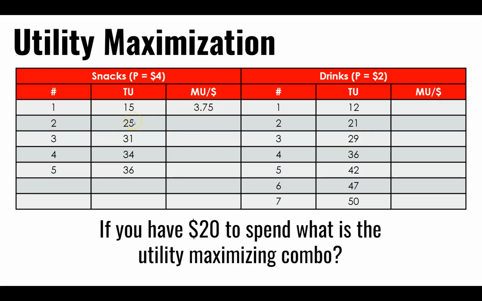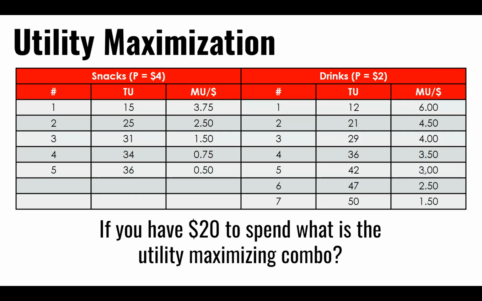That second snack is adding 10 utils, cost me $4. So I'm getting 2.5 utils per dollar. The third one added 6 utils for $4, so I'm adding 1.5 utils per dollar, and we can keep going down the line. With drinks, it's the same thing. First drink brings me 12 utils of happiness, so it'll be 12 divided by 2 is 6 utils per dollar. The second one, we're adding 9 utils divided by 2. So for every dollar I spend on drinks, I'm getting 4.5 utils per dollar. And I can continue down the line.